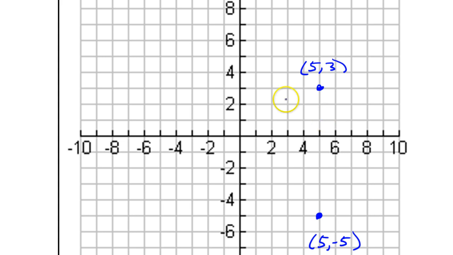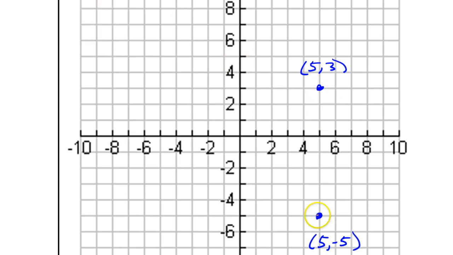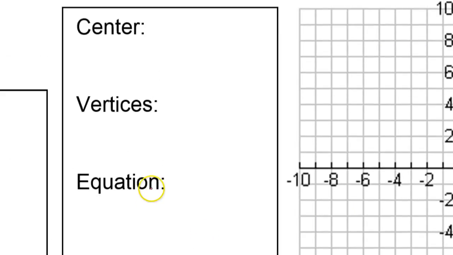This also tells me what the center is going to be, because the center will be halfway, the midpoint of this segment. So I can see that the midpoint is right here. So that means that the center of this ellipse is going to be 5, -1. So this tells me a great deal of information. So first of all, the fact that the center is 5, -1, and you know what, let's go ahead and write that down.